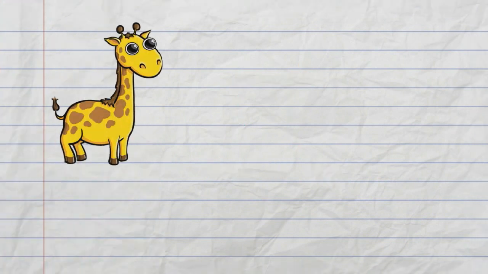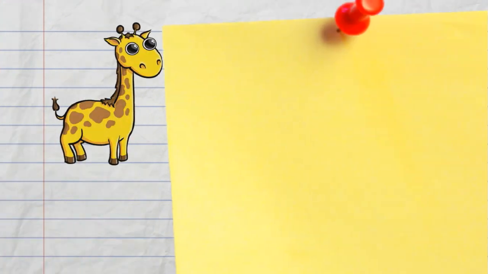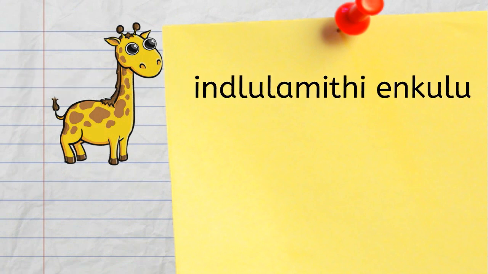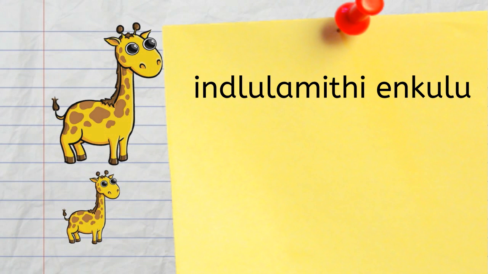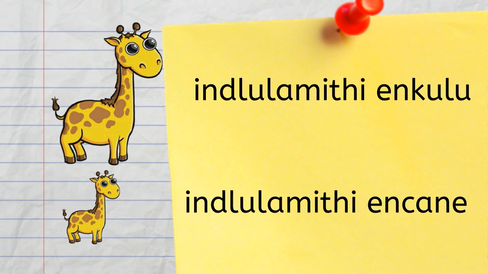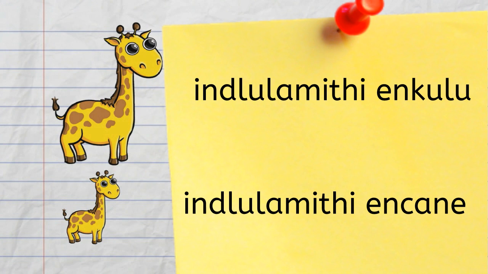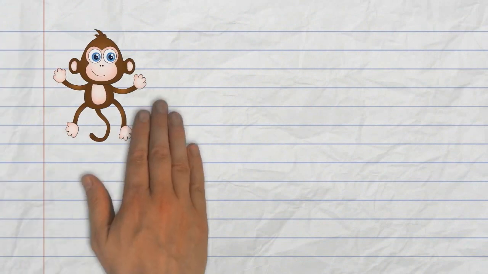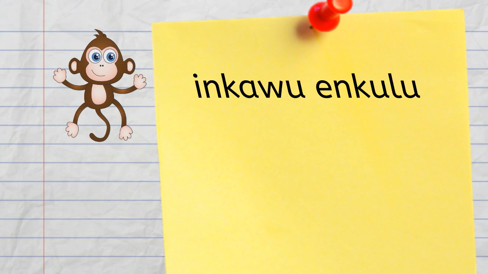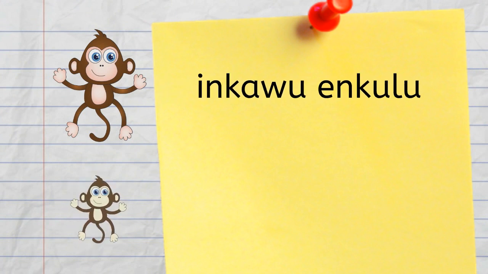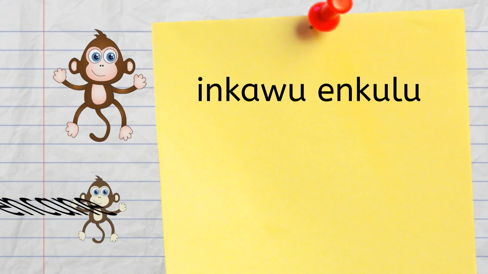So, big giraffe would be indlulamiti enkulu. And small giraffe would be indlulamiti enkane. Big monkey would be inkawu enkulu. And small monkey would be inkawu enkane.